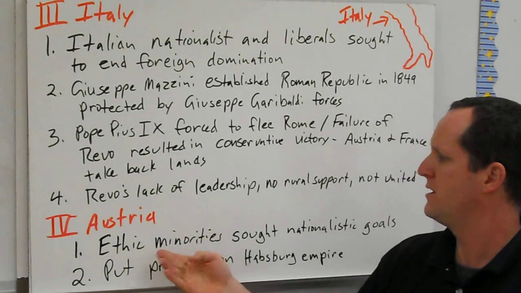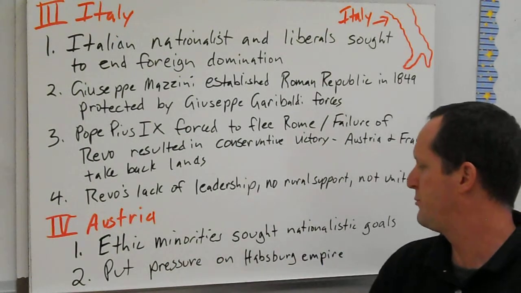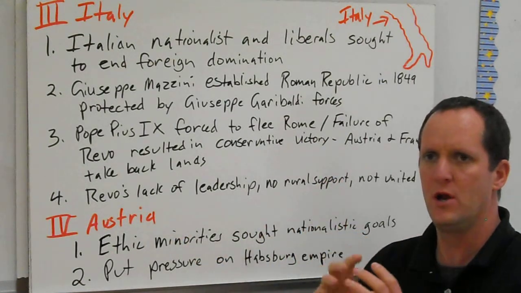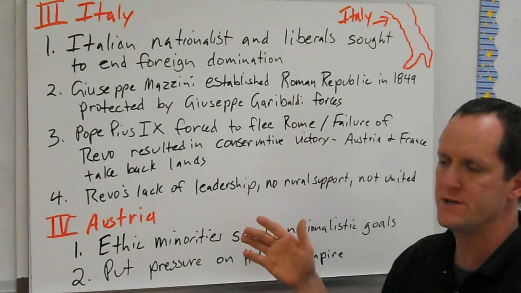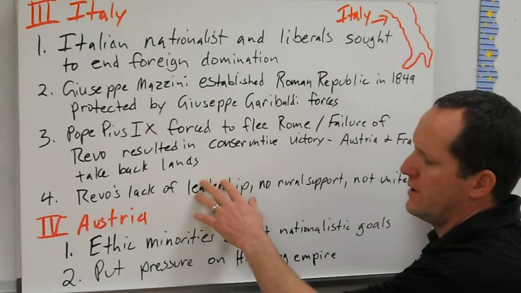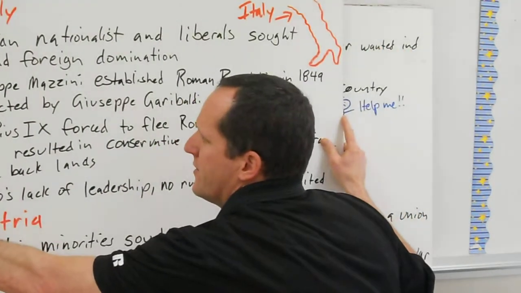Now in Austria, they had ethnic minorities who sought nationalist goals and put pressure on the Habsburg Empire. And Austria was quite a large empire that had control of some other areas, but remember it was Metternich, the Age of Metternich, who was from this area. He was very conservative.